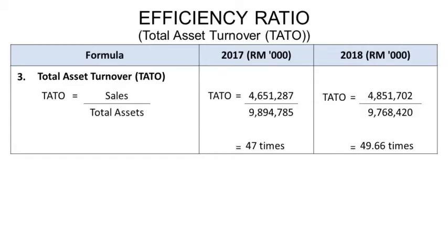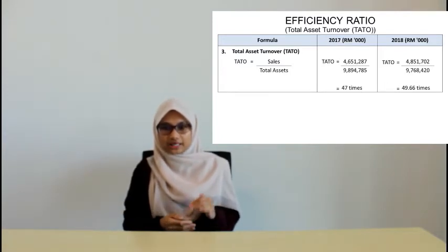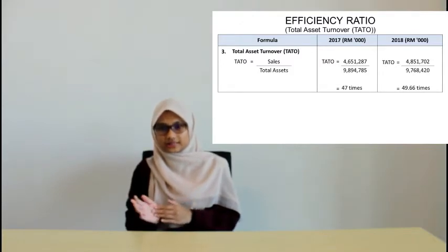The third element is total asset turnover. Total asset turnover measures a company's ability to generate sales from its assets by comparing the sales with total assets. MAHB was able to increase its TATO from 47 times to 49.66 times in 2018. That means for every 1 ringgit in assets, MAHB could generate up to 49 cents of sales.